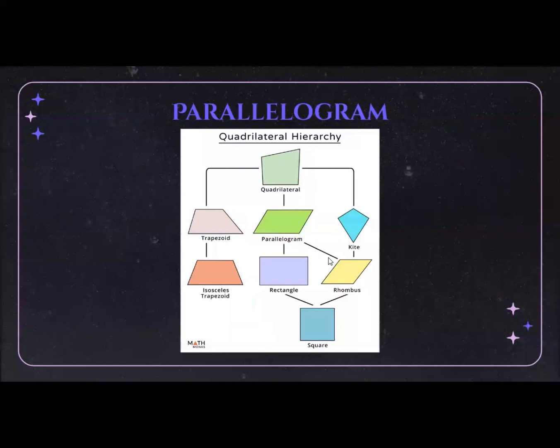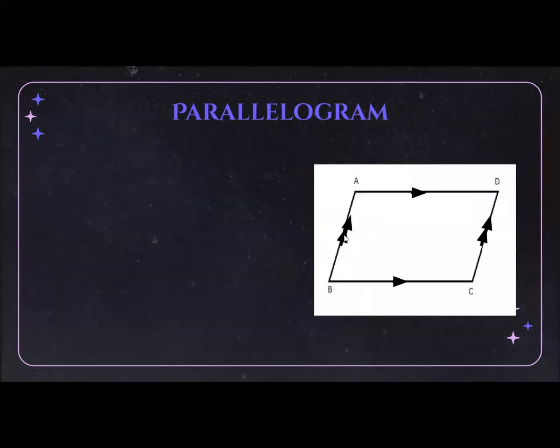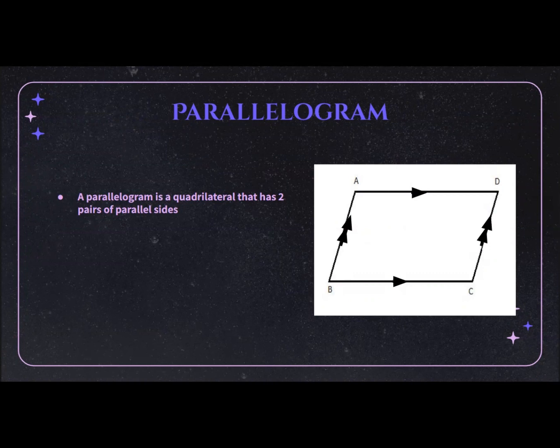So let us start with the parallelogram, which is right here, right in the smack middle of the hierarchy. The parallelogram starts out with 2 pairs of parallel sides. If a quadrilateral, meaning it has four sides, has 2 pairs of parallel sides, no matter what it is, it is a parallelogram. That's the only definition that a parallelogram has. If it has 2 pairs of parallel sides, then it is a parallelogram.